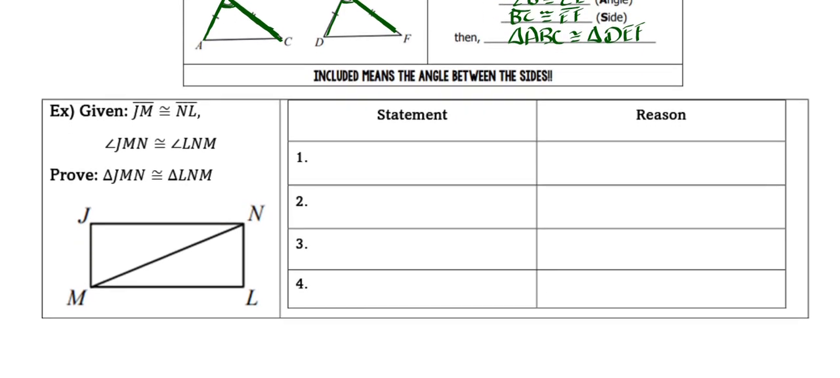Alright, so we are given that JM is congruent to NL. Angle JMN is congruent to angle LNM. We want to prove that these two triangles are congruent. Alright, so first off, let's just say those given statements.